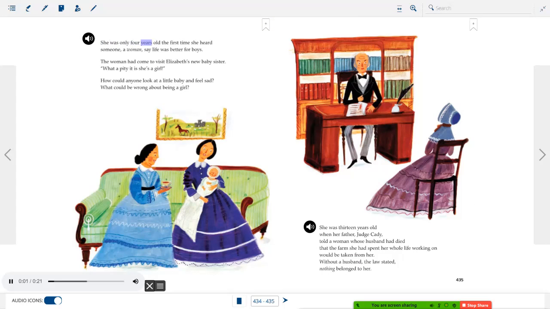She was only 4 years old the first time she heard someone, a woman, say, "Life was better for boys." The woman had come to visit Elizabeth's new baby sister. "What a pity it is she's a girl." How could anyone look at a little baby and feel sad? What could be wrong about being a girl?